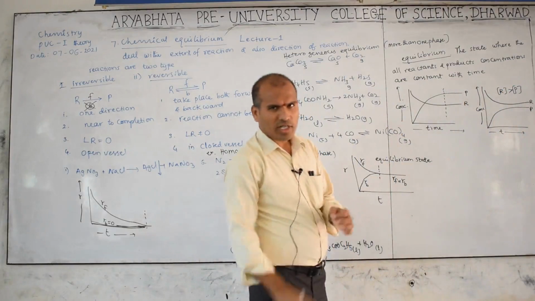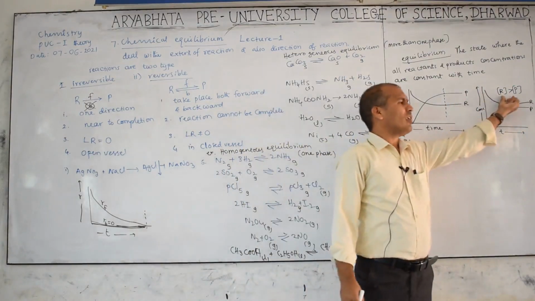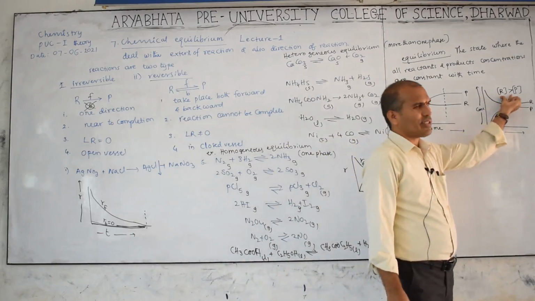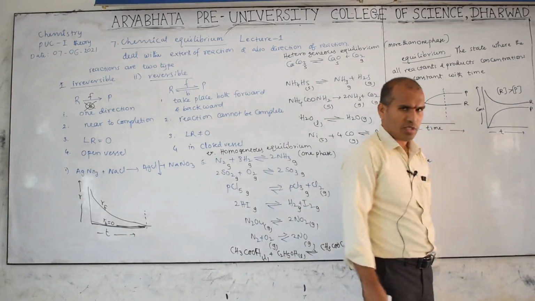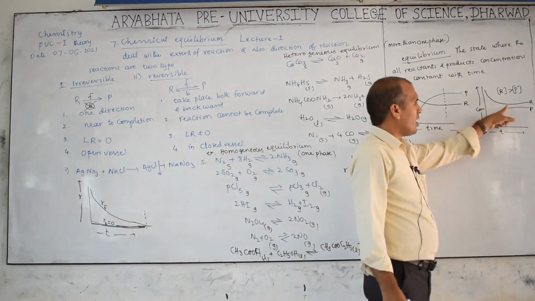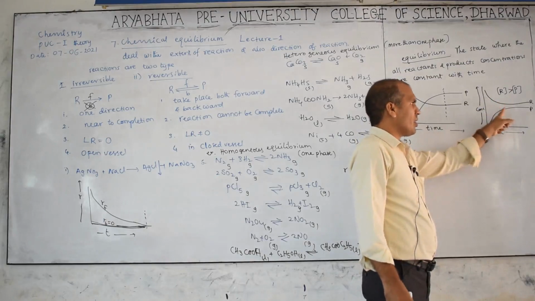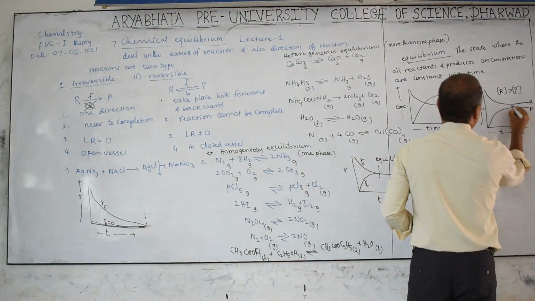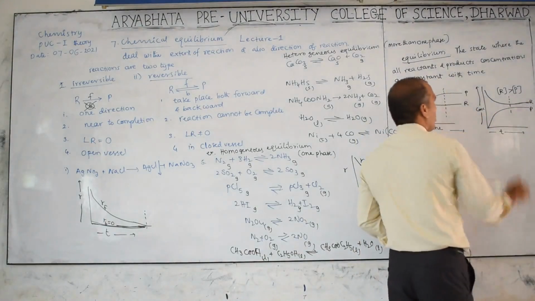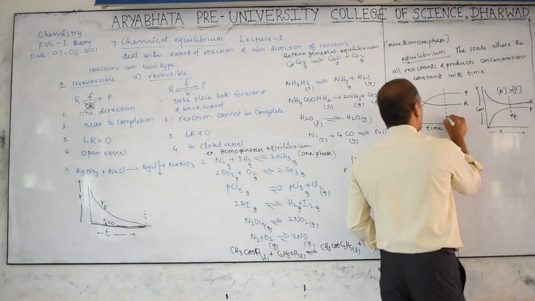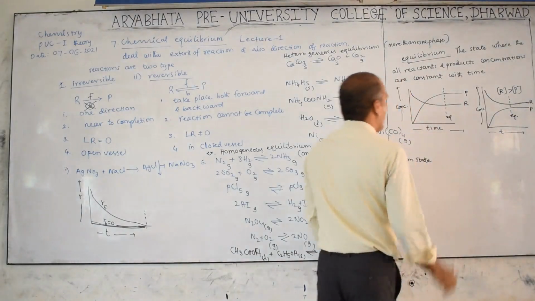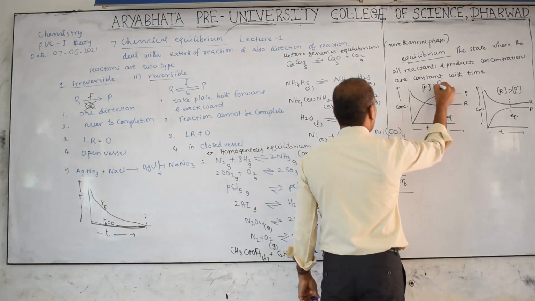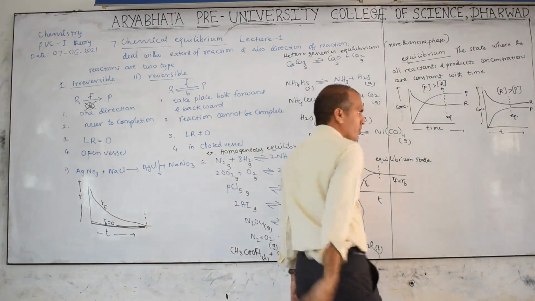If you read your textbook, this statement is given in the form of a sentence. So I conclude that the reactant concentration is greater than the product concentration. See here, this is reactant. At this position, observe the reactant concentration is greater and the product concentration is less. At equilibrium, consider this straight line now. This is the equilibrium position, and this is also an equilibrium position. At this equilibrium position, the product concentration is greater than the reactant concentration.